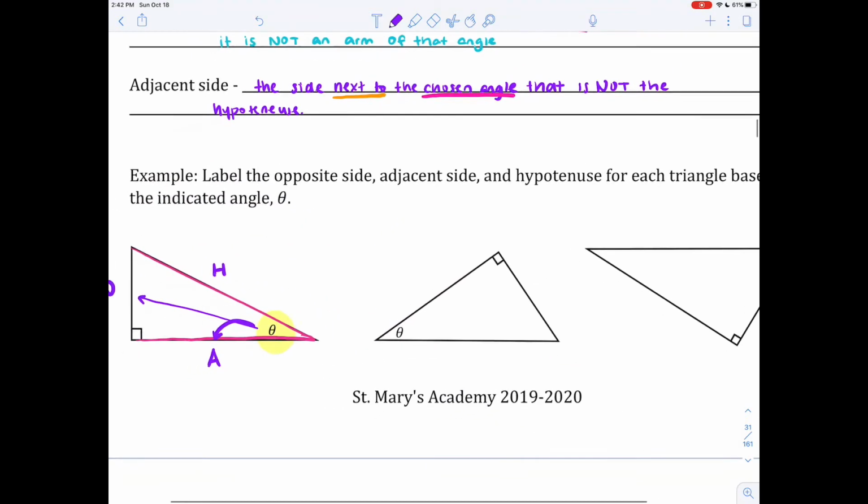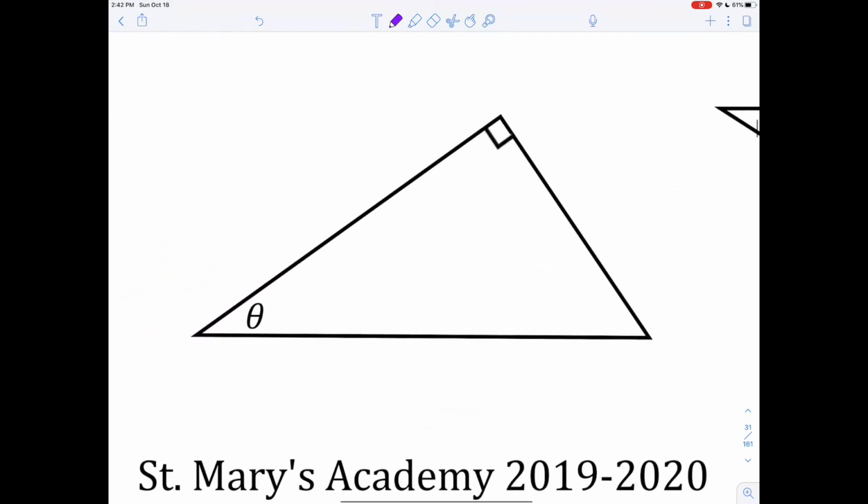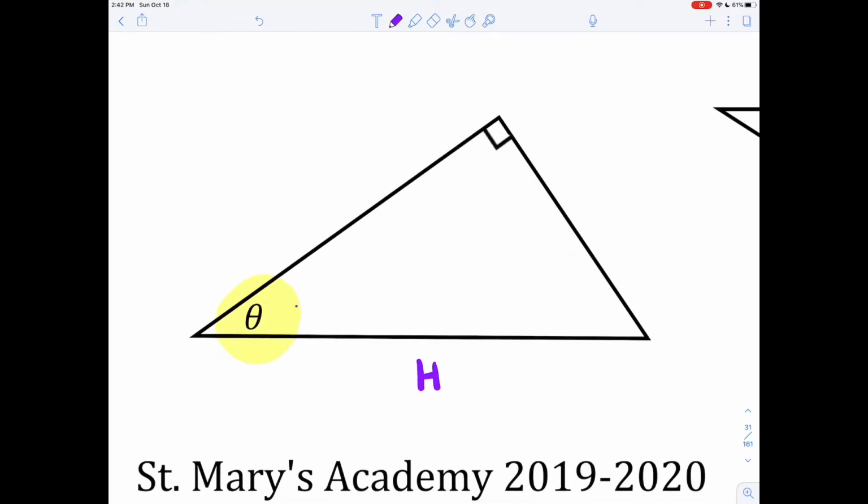I'd like you to pause the video, test the next two out, then return, and we're going to go a little bit quicker this time. So, here we have my angle theta. I'm going to start by labeling my hypotenuse. It is the longest side and is directly opposite my 90-degree angle. Next, here I have my angle theta, and I want to label my opposite. My opposite side is the one that is directly across from it. It is not touching that angle in any way. And my adjacent is directly next to my angle in question, and it is not the hypotenuse.